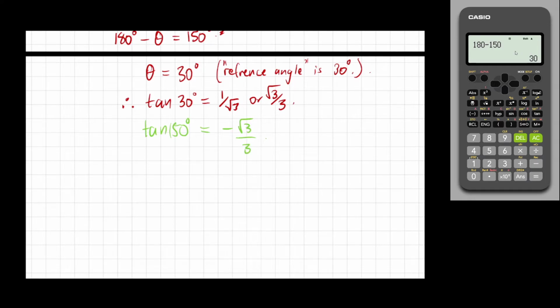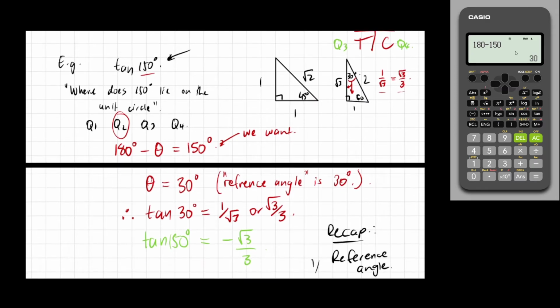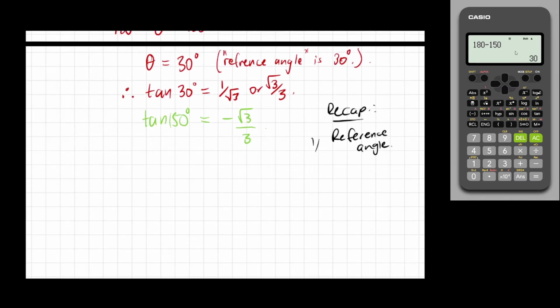So, quick recap. Reference angle, okay? That's step 1. You're looking for the reference angle to begin with. Well, realistically, the first thing we're going to be doing is looking for, so I guess step 0, what quadrant. Now, you don't really have to do that step if you can work it out really quickly, but our real first step is the reference angle.